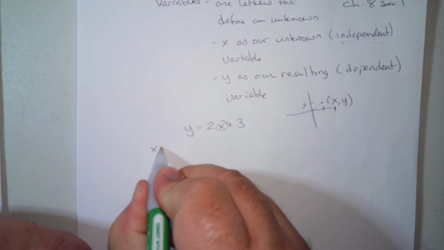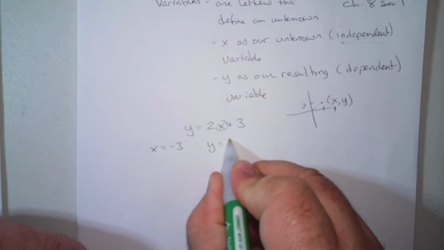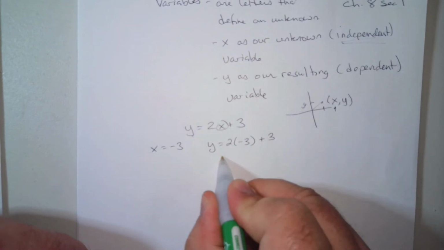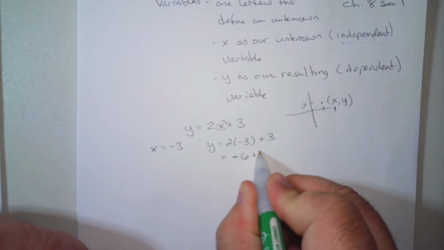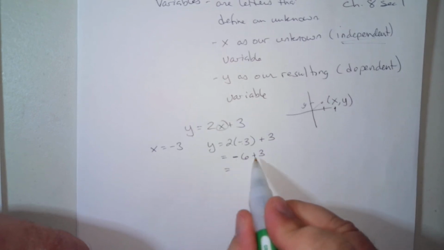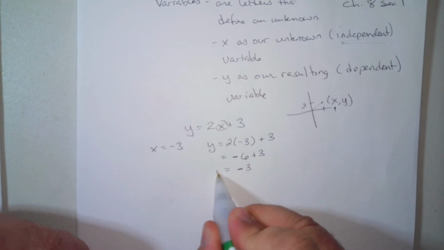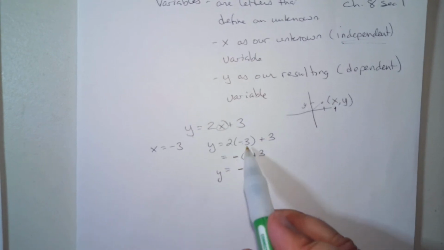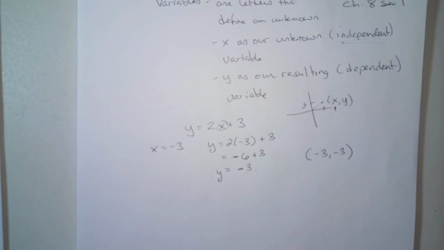So if I say x equals -3, then I plug it in there. I put x is -3, and I work it out. Positive times negative is negative. 2 times 3 is 6, plus 3. Opposite signs, 6 is bigger, so the answer is negative. 6 minus 3 is 3. So now we know what y is, because y depends on whatever x is. So our point on our graph would be -3, -3.